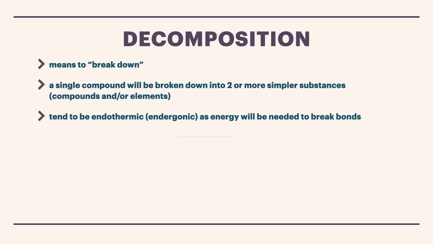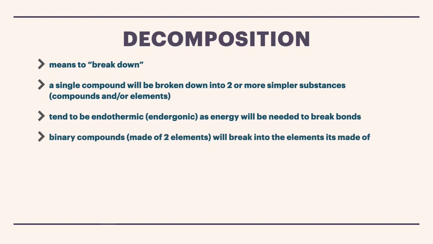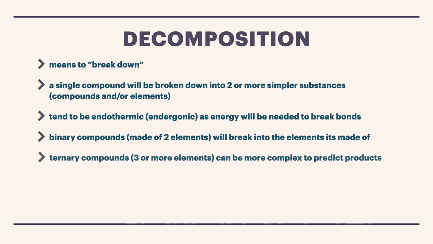There are three kinds of decomposition reactions I'm going to talk about. The first will be binary compounds that are made up of only two elements, and when they decompose, when they break apart, you will get merely the two elements that it is composed of. We will also look at ternary compounds where you've got three or more elements, and it will be more complex, the products that you will get.